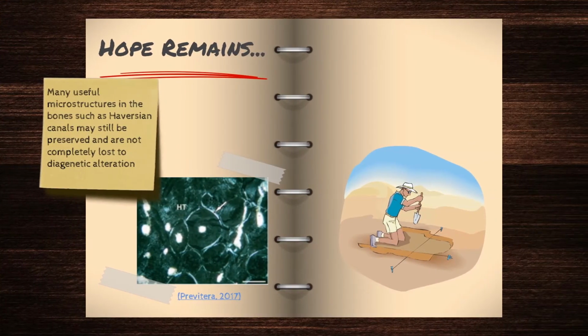The intense physical and chemical weathering mechanisms on these specimens leave paleontologists to infer a plethora of ecological data on structures that are, in reality, but a shadow of their former chemical composition. That being said, it is important to consider that many useful microstructures in the bones, such as Haversian canals, may still be preserved in morphology and are not completely lost to diagenetic alteration.